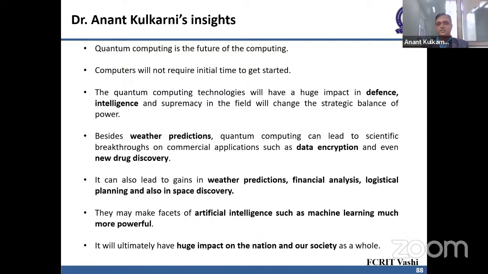Other than weather predictions, quantum computing can lead to scientific breakthroughs or commercial applications such as data encryption and even new drug discovery. As I said, weather prediction, financial analysis, logistical planning, and also space discovery. They may make facets of artificial intelligence, such as machine learning, much more powerful. Therefore, we can say that ultimately, quantum computing will have, or does have, a huge impact on the nation and our society as a whole.